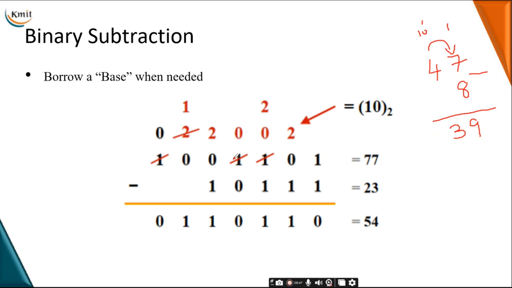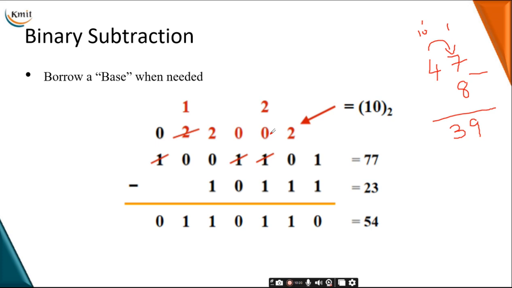In the same manner here, when you don't have any number on this position, we take a borrow from the next most and add 2 here, because binary has a base of 2. So 2 plus 0 becomes 2. So 2 minus 1 is 1. Now, as we have taken the borrow, we need to subtract 1, so when I subtract 1, I have 0 here.